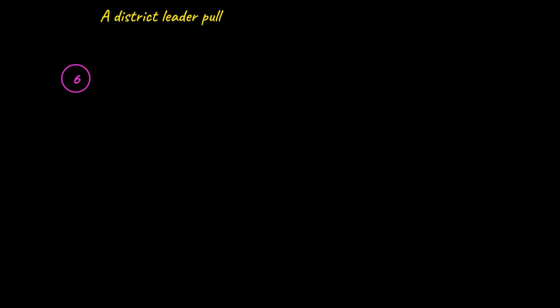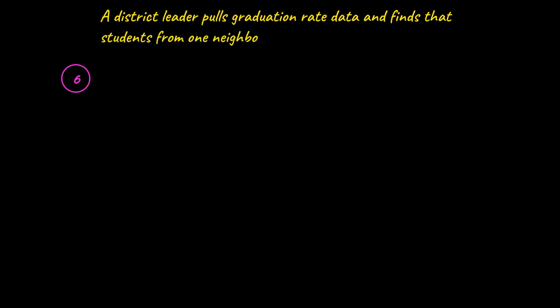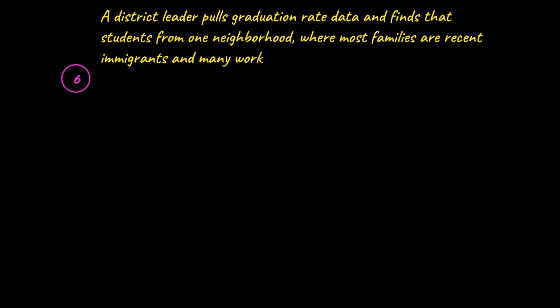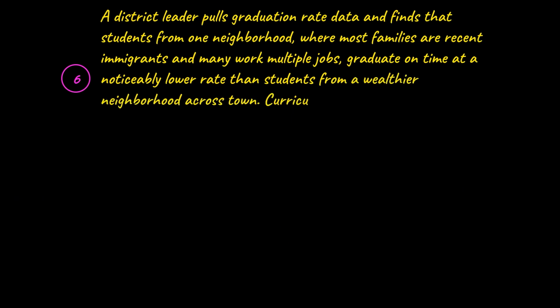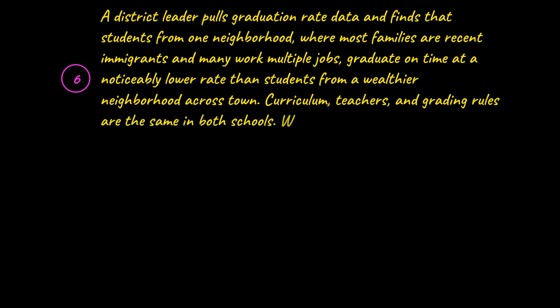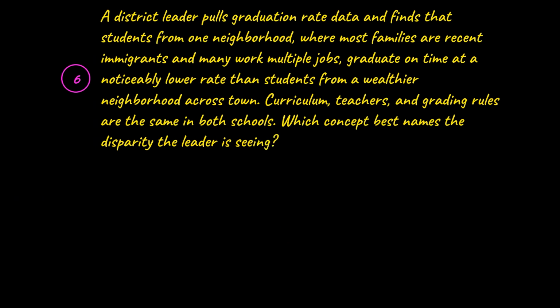Question 6. A district leader pulls graduation rate data and finds that students from one neighborhood, where most families are recent immigrants and many work multiple jobs, graduate on time at a noticeably lower rate than students from a wealthier neighborhood across town. Curriculum, teachers, and grading rules are the same in both schools. Which concept best names the disparity the leader is seeing?